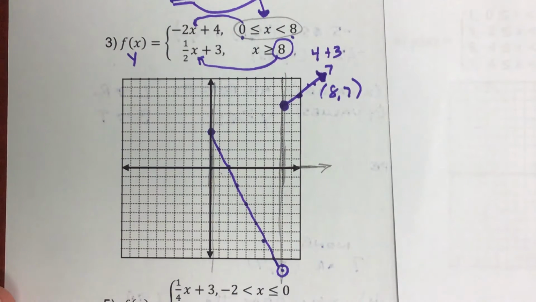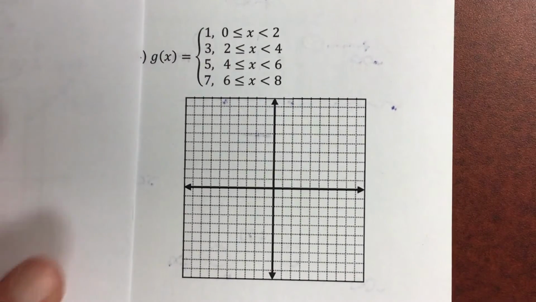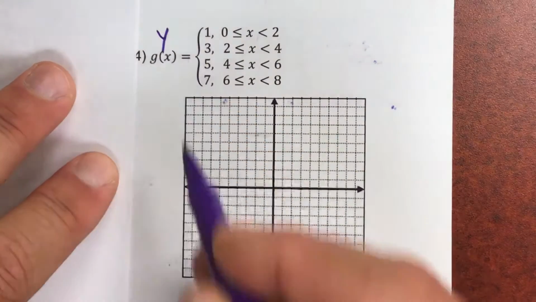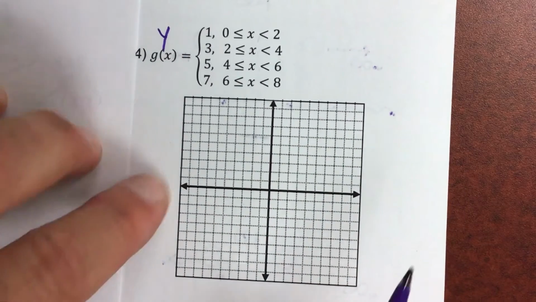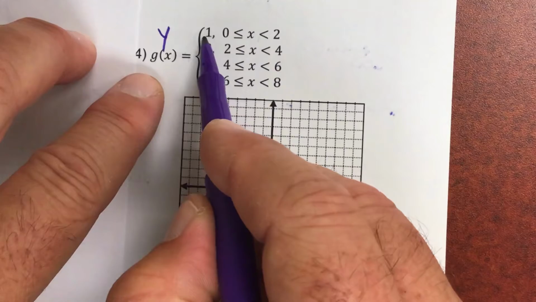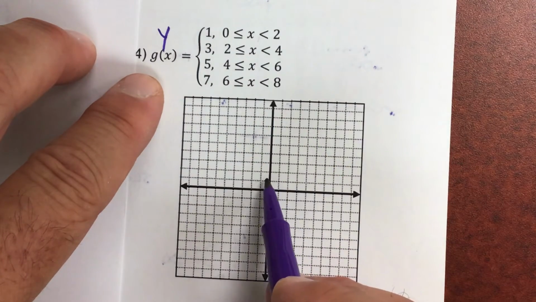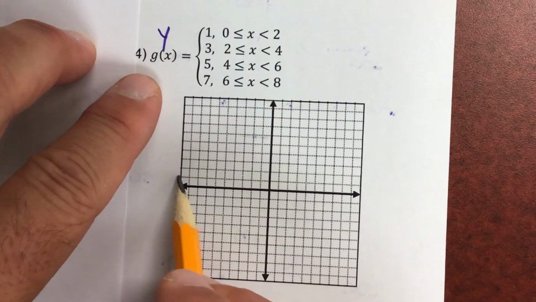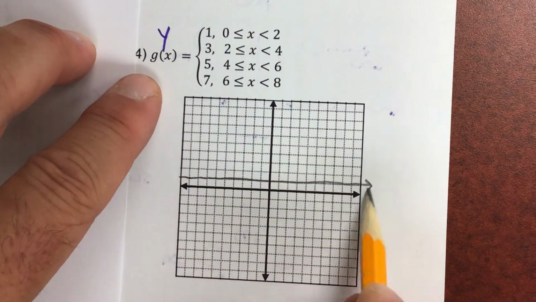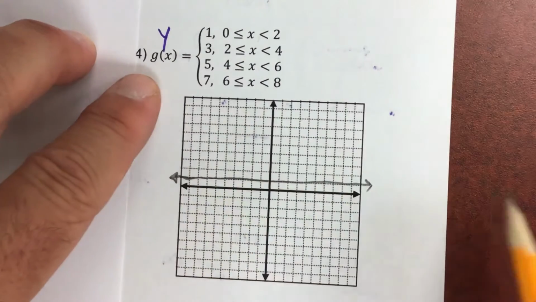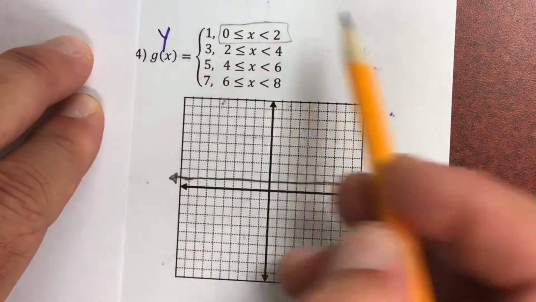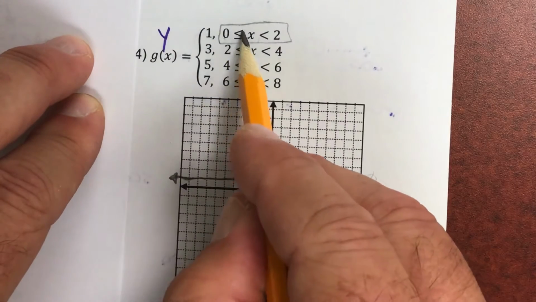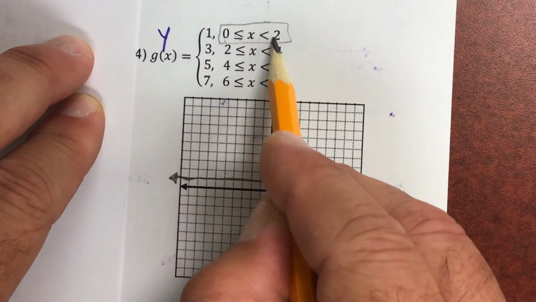Okay, let's try another one. Here we go. All right, so again, g of x is just fancy for y. So let's take a look at this. This says that we need y is 1. So here's 1. Typically you would have y is 1, and if I wanted y is 1, I'd go like this, and I would go forever and ever. But they put a restriction on it. They only want it when x is greater than or equal to 0, but less than 2.